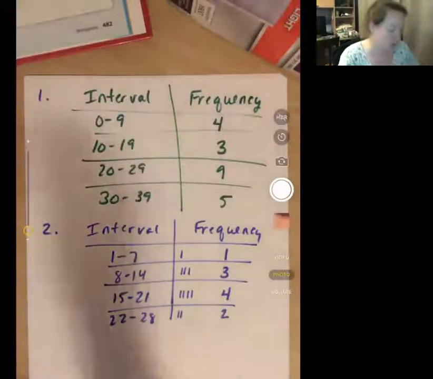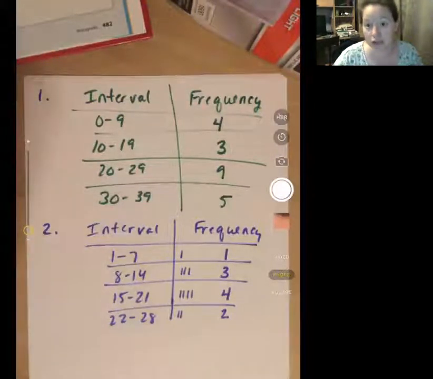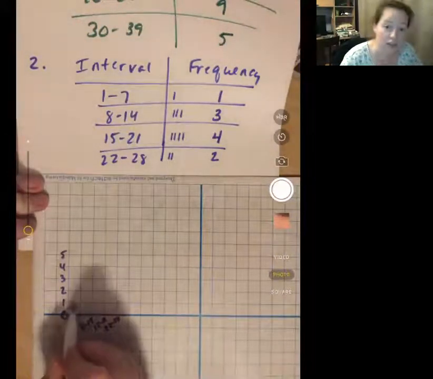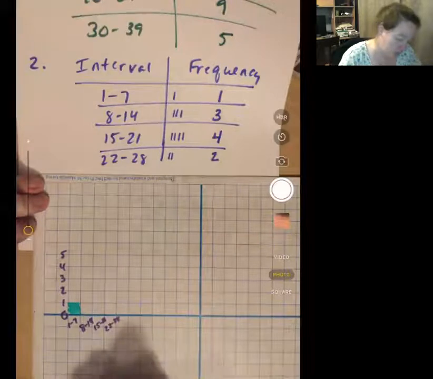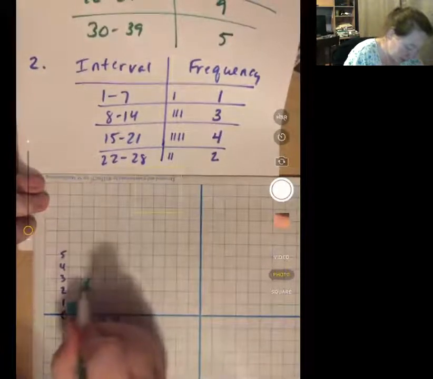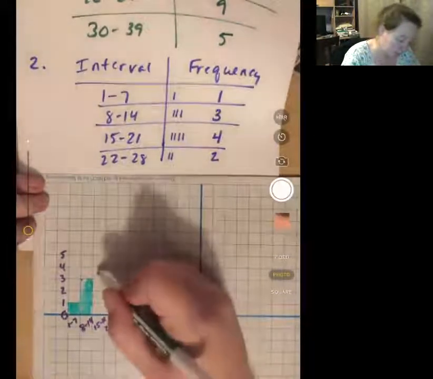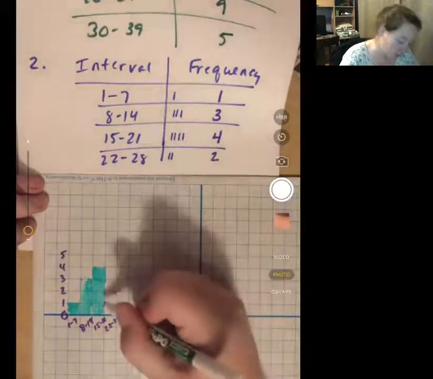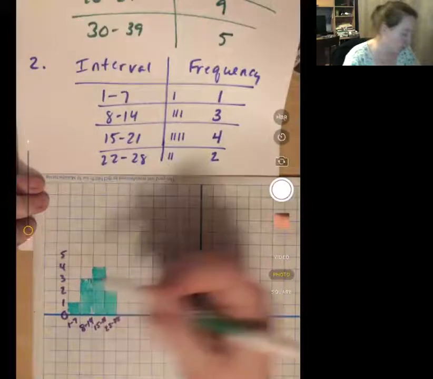So when I go over to make the graph, I'm going to turn you off for a second and make up the graph. So I can now take the information that I have up here and I can go, all right, so 1 to 7 was 1. 8 to 14 was 3. 15 to 21 was 4. And finally, 22 to 28 was 2. And there is my histogram for it.